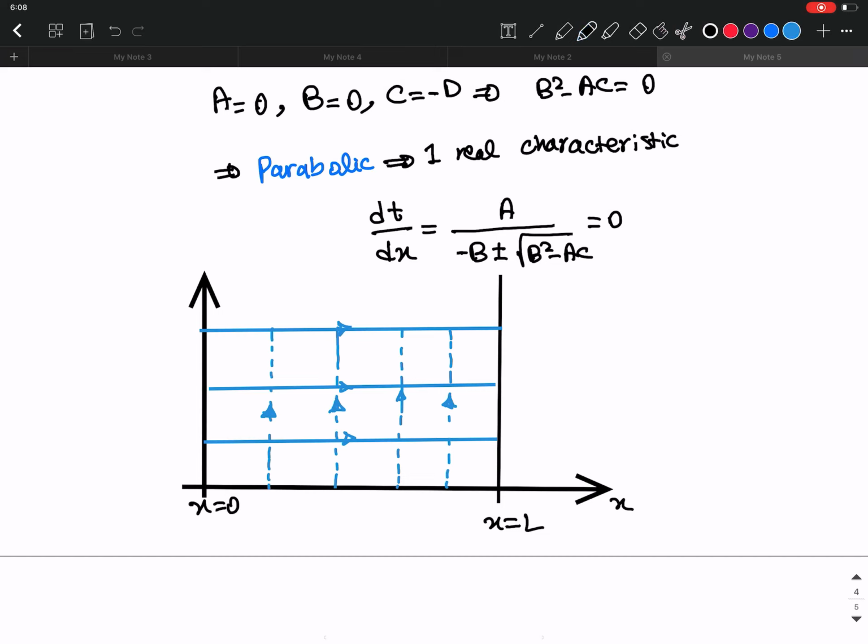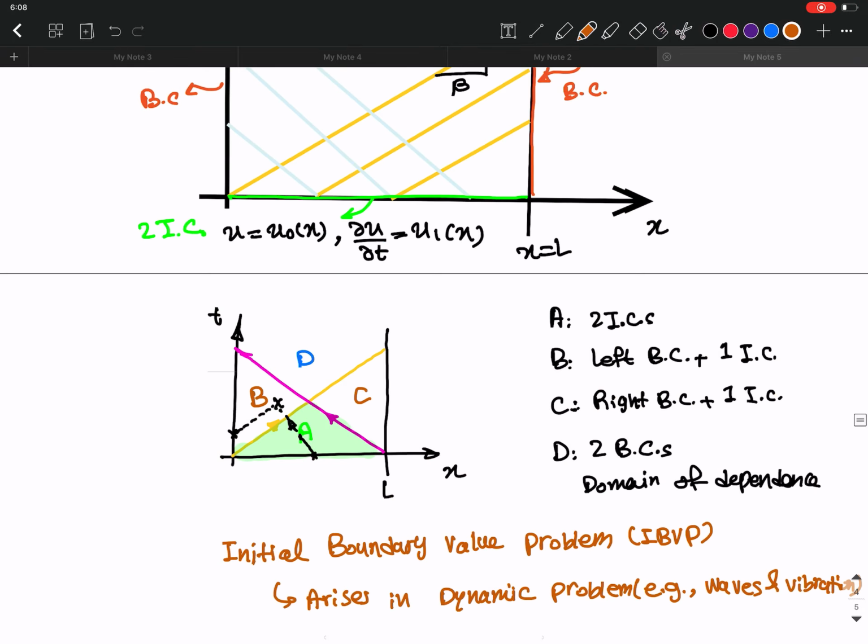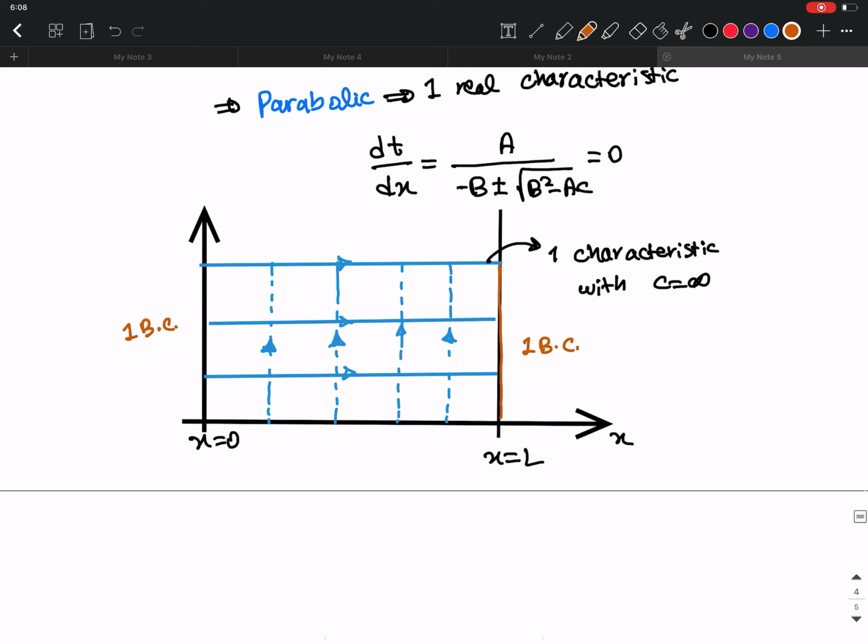Okay, so let me now show this. So this is one characteristic with c equals infinity, and then on the right here we have one boundary condition. At the left we also have one boundary condition, and then at the bottom here we had two initial conditions, but here we only have one initial condition.